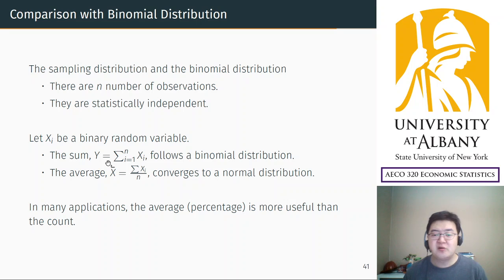For example, a political poll, like a survey for the presidential election. I don't care how many people surveyed support Donald Trump, the president, or Biden. What I'm interested in is their relative proportions. So not the absolute count, but the proportion. So in some applications, the average can be more useful than the count y. But they are closely related, so we are going to compare them and see how they are different.